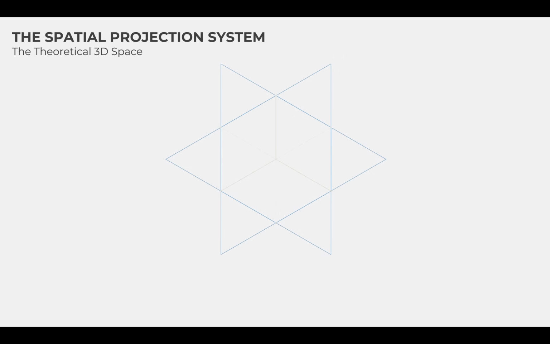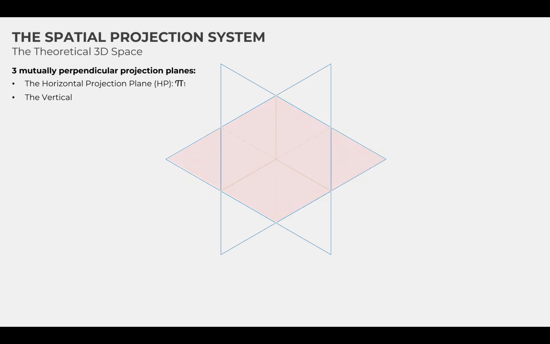Okay, now that we understand the historical background and the basic idea behind Monge's method, let us begin to get familiar with the system and learn how to use it, step by step. We begin with three mutually perpendicular projection planes: the horizontal projection plane, known as pi1, the vertical or frontal projection plane, known as pi2, and the profile projection plane, known as pi3.